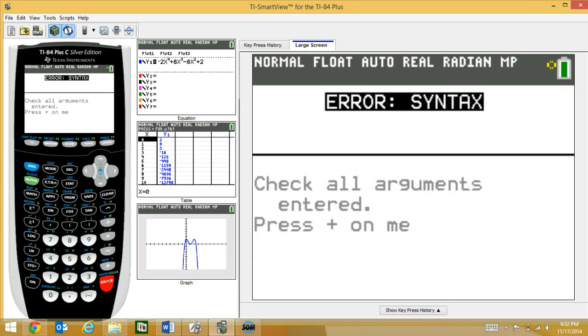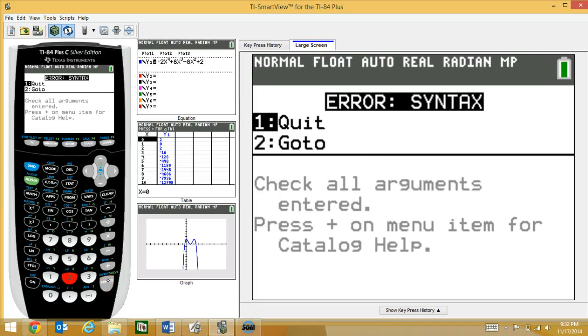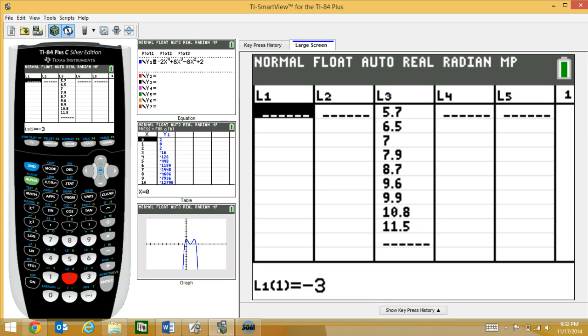And the x-coordinates are -3. Oh, it's not going to let me do that negative. So I guess I have to do it on the calculator itself. So it'll take a little bit of extra time. That's okay. So I'll go ahead and clear. So I've got -3, -2, -1, 0, 1, 2, and 3.